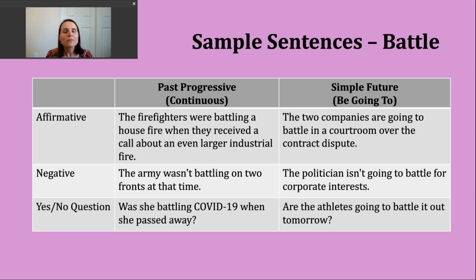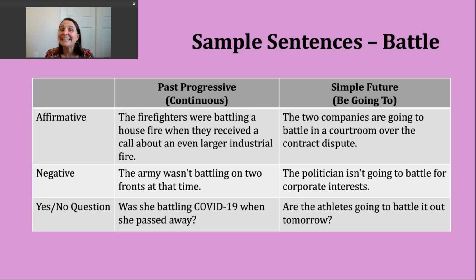Okay, so let's talk about what that sentence is communicating. So we have were battling. That action was in progress when it was interrupted with the action of receiving another call about a different fire. So notice the verb receive is in the past tense there. We can see received, and that's what's very common to see with the past progressive.